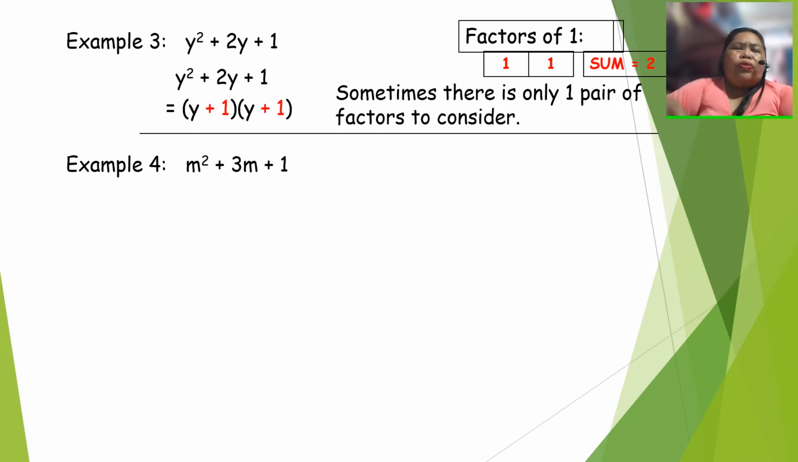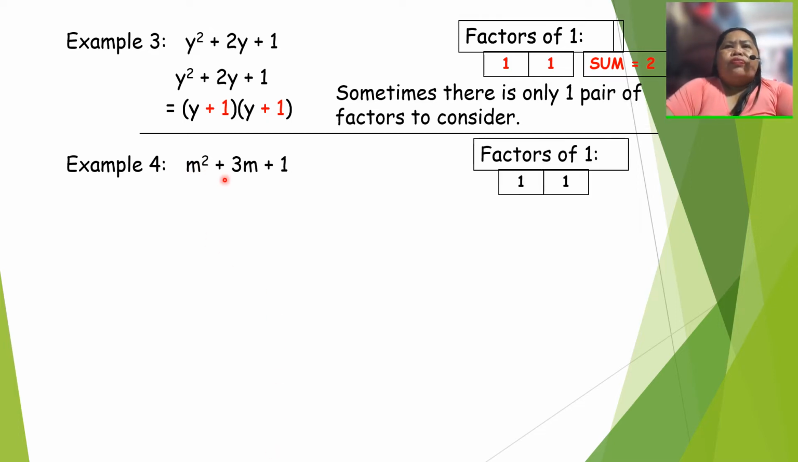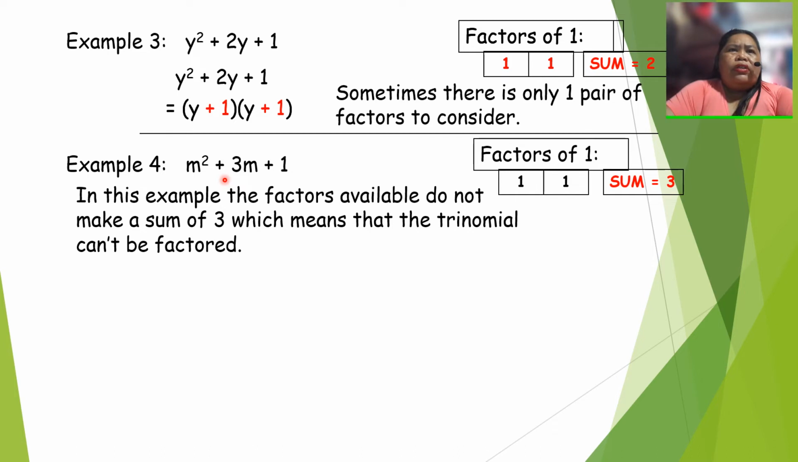Example number 4, we have m squared plus 3m plus 1. Of course, the factors of 1 are 1 and 1, but their sum is 2, not 3. So in this example, the factors available do not make the sum of 3, which means that the trinomial cannot be factored.